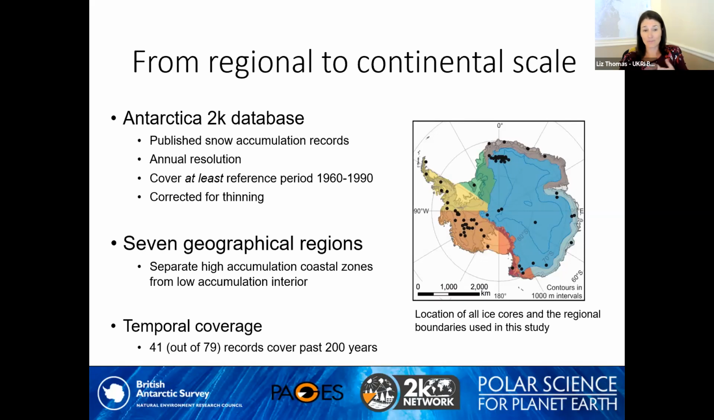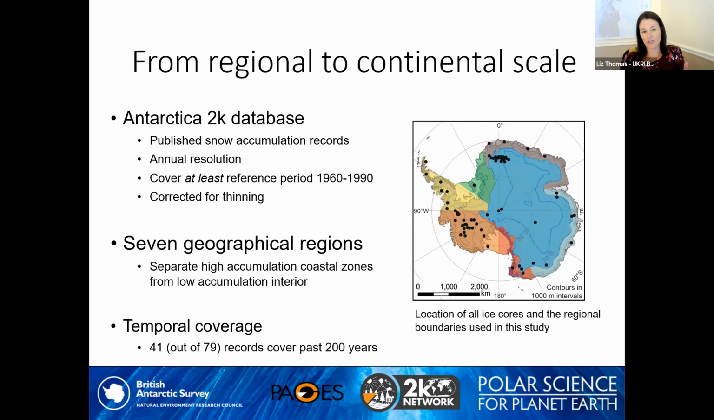So in this initial study, we managed to pull together 79 records that met my criteria of being annually resolved. They needed to cover a reference period, which we'd selected as 1960 to 1990, and they all needed to be corrected for thinning. So we used the published compilations, the published records for this. But unlike some of the previous compilations, what we were very keen to do was separate out the differences in elevation. So we really wanted to make sure that we separated out the high accumulation coastal zone from the low accumulation interior of the continent.